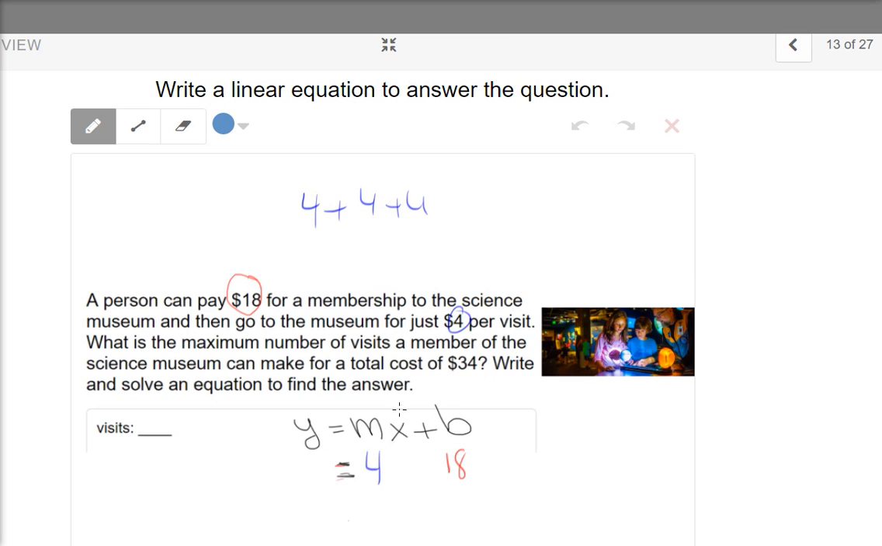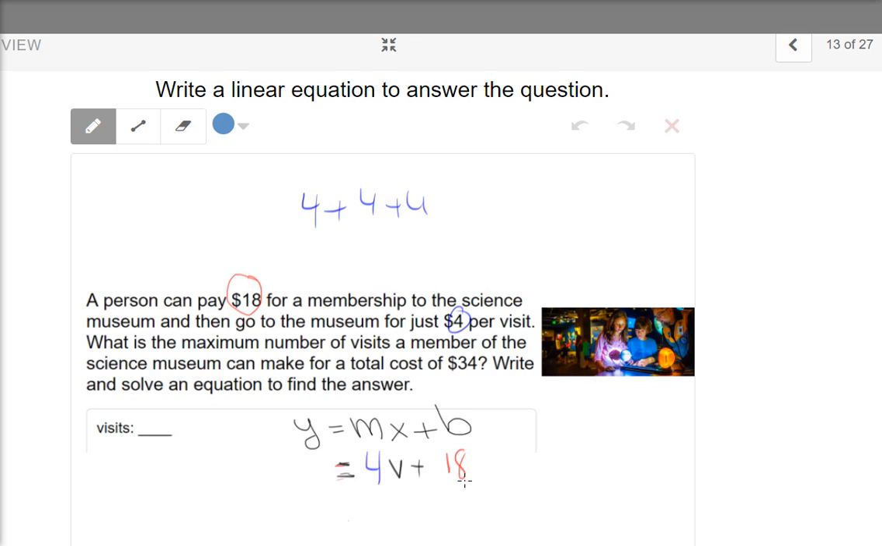So X, or let's just stick with V. V is the number of visits. If you do three visits, you're going to pay 4 plus 4 plus 4. If the visits was 3, then you're going to add 4 three times. All right, so you're being asked, what is the number of visits a member of the art museum can make for a total cost of $34?